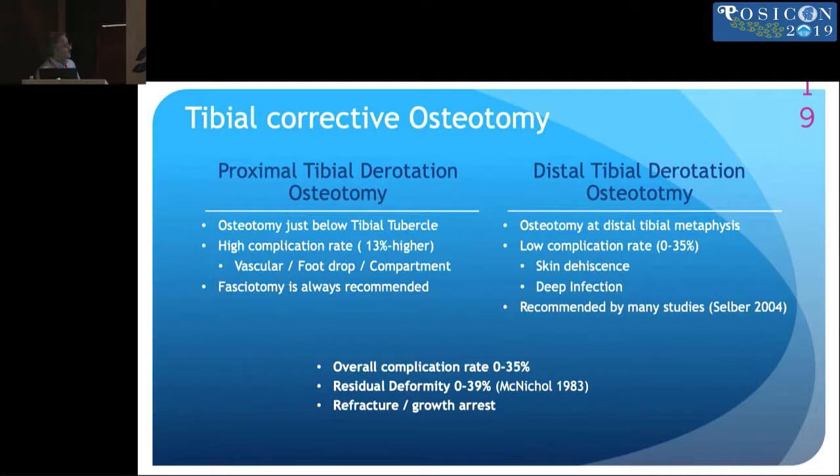Distal tibial derotation osteotomy is done at the distal metaphysis. It has a lower complication rate, with some skin dehiscence and deep infection, but it is recommended by many studies. Overall, if you look at the literature, the complication rate is 0 to 35%, residual deformity 0 to 39%, with refracture and growth arrests also thrown in.